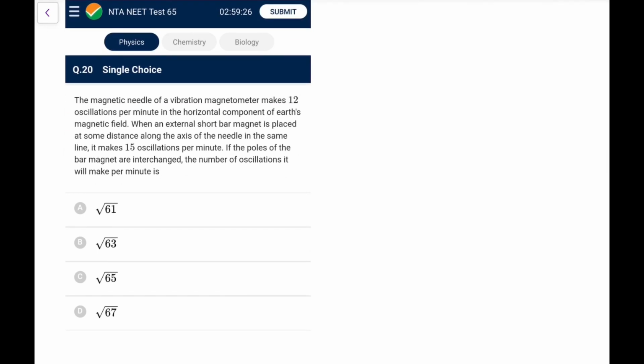Next one: the magnetic needle of a vibration magnetometer makes 12 oscillations per minute. This is frequency, remember, in the horizontal component of the earth's field. When an external short bar magnet is placed at some distance along the axis of the needle, in the same line, it makes 15 now. If the poles of the bar magnet are interchanged, the number of oscillations it will make per minute is?